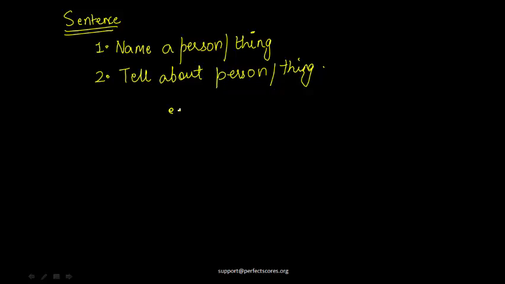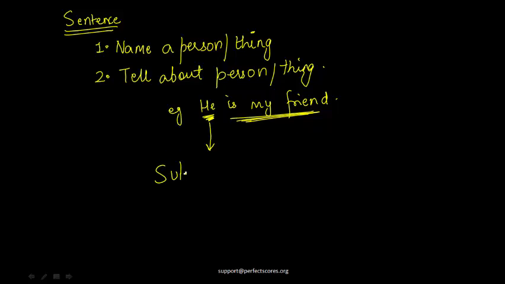For example, he is my friend. Now, this sentence is talking about he. And what is the sentence telling you about he? That the person is my friend. So you have these two parts of a sentence. So that means we have a subject to talk about, and we mention or predicate something about that subject. So these are the two parts of a sentence.